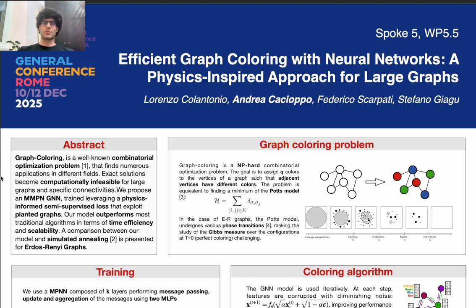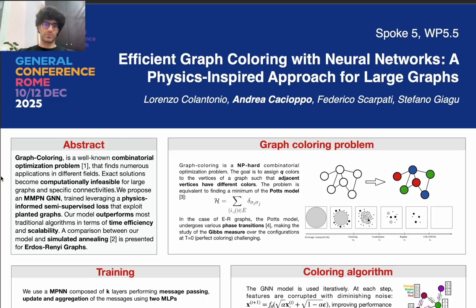In this poster, we'll introduce a novel algorithm based on graph neural networks to tackle the graph coloring problem. And in particular, we will see how our method outperforms simulated annealing, which is a widely used and standard classical non-machine learning method for solving the graph coloring problem.